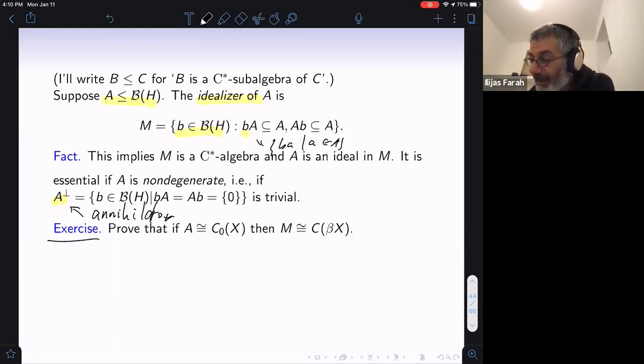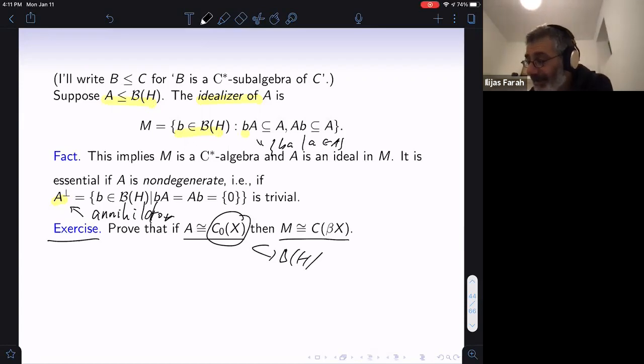Here is a little exercise, and if you haven't seen this, it is a good exercise. If A is C0(X) for X non-compact, then M is actually the continuous functions on βX, using the definition from previous slides, so that every bounded continuous function on X has an extension inside M. I should say here, if you haven't seen this before, it may not even be obvious how to embed C0(X) into B(H). But that's also part of the exercise. Okay, so this is the idealizer.